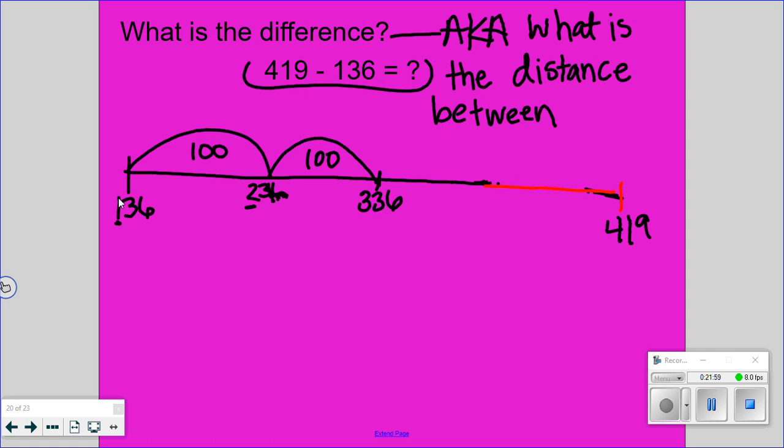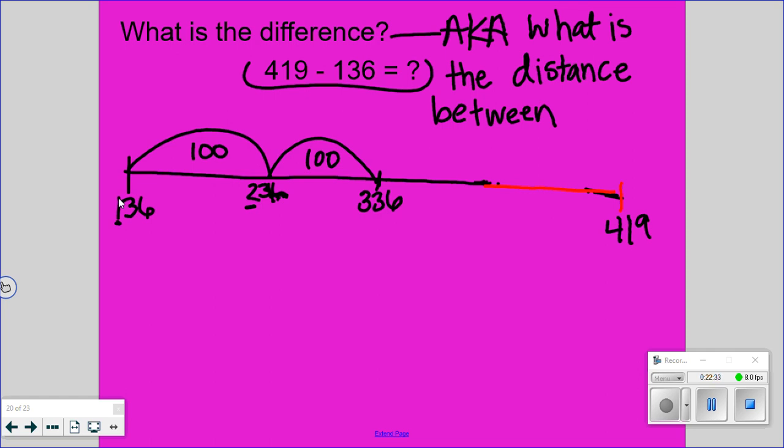It's 236. It's 100 more than 136. If I do another 100, what number will I be on? Archer? 436. Is that gonna be too big, or can I make that hop? Too big. So I'm done with my 100.